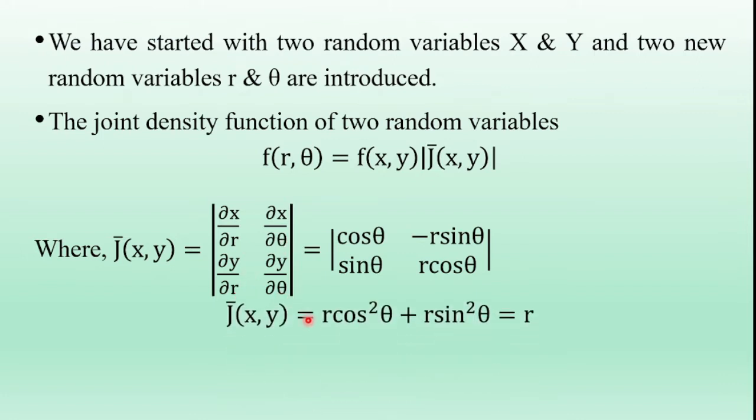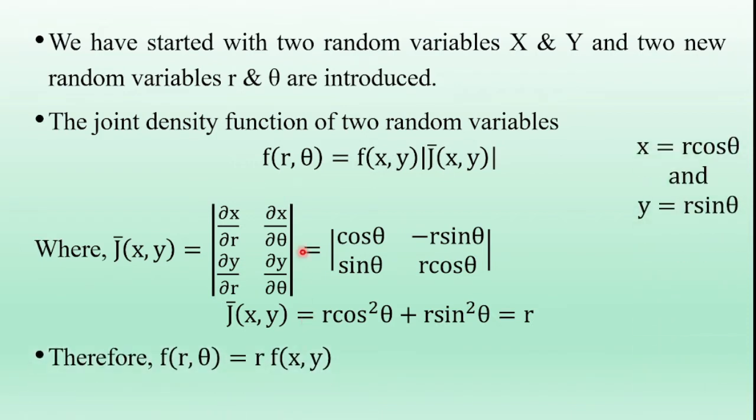But x is equal to r cos theta and y is equal to r sin theta. Find out dou x, differentiating x is equal to r cos theta with respect to r and with respect to theta, we get dou x by dou r is cos theta, dou x by dou theta is minus r sin theta. But y is equal to r sin theta, differentiating y is equal to r sin theta with respect to r and with respect to theta. So, dou y by dou r is sin theta, dou y by dou theta is r cos theta.